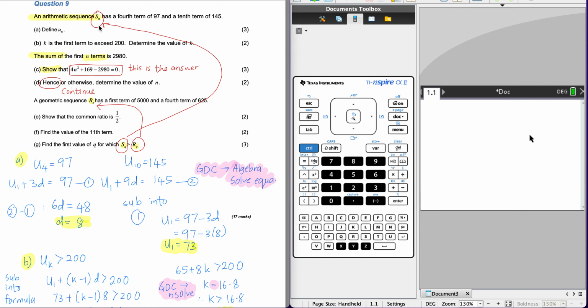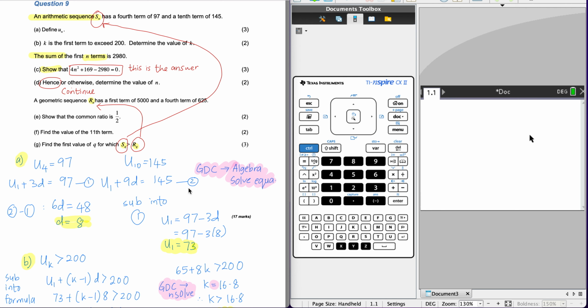We have an arithmetic sequence Sn that has a fourth term of 97 and a 10th term of 145. It is quite a common question. They want us to break it down into the arithmetic sequence and define un. So we can see here u4 is 97, and if we break it into the formula, that will be u1 plus 3d equals 97, and u10 equals 145, that is u1 plus 9d equals 145.